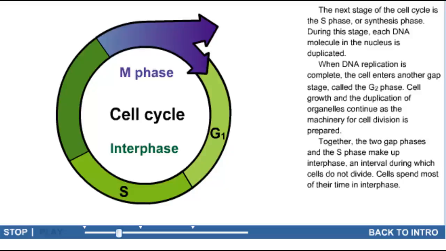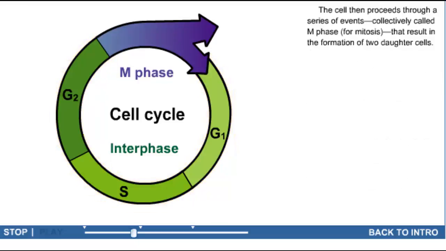When DNA replication is complete, the cell enters another gap stage called the G2 phase. Cell growth and the duplication of organelles continue as the machinery for cell division is prepared. Together, the two gap phases and the S phase make up interphase, an interval during which cells do not divide. Cells spend most of their time in interphase. The cell then proceeds through a series of events, collectively called M phase for mitosis, that result in the formation of two daughter cells.